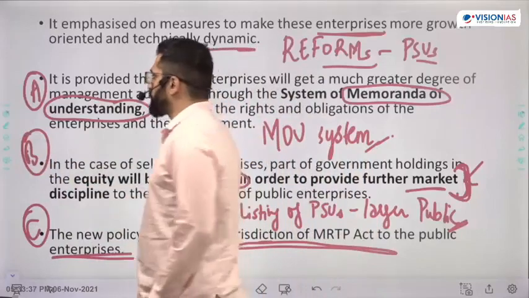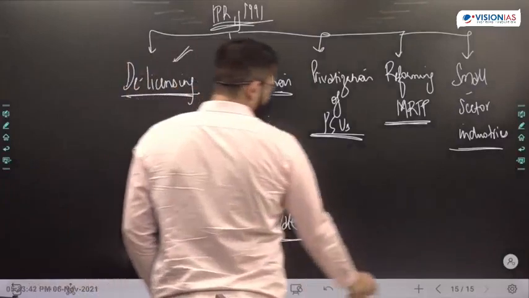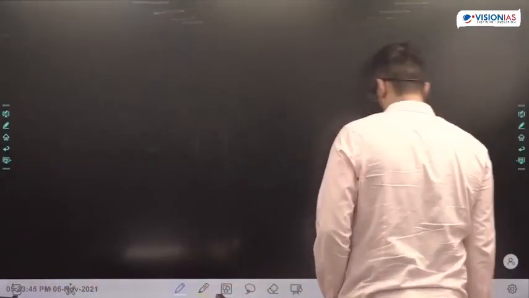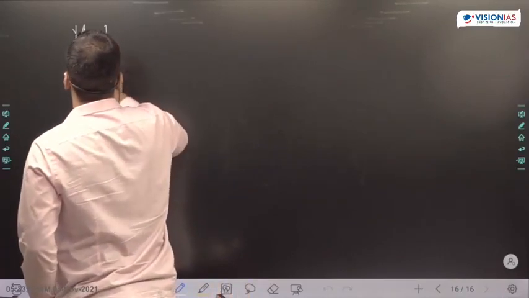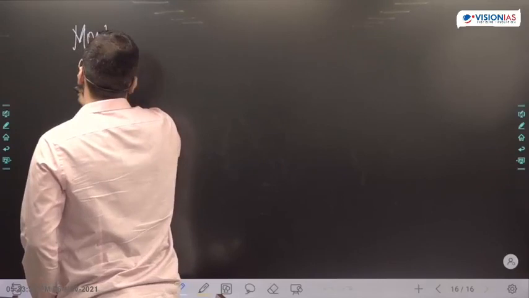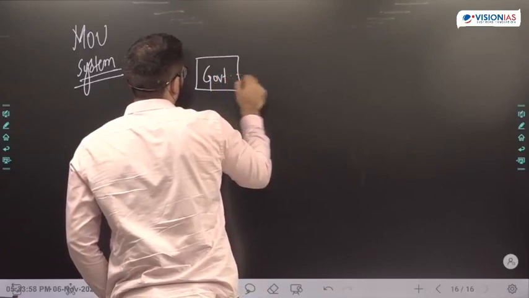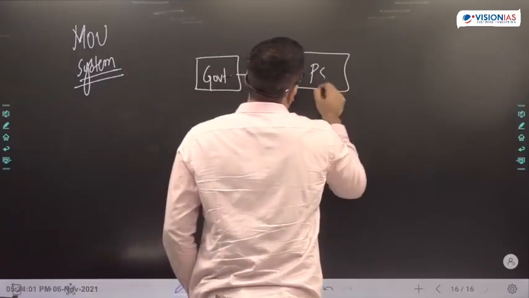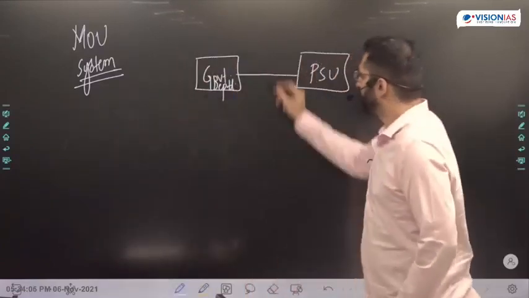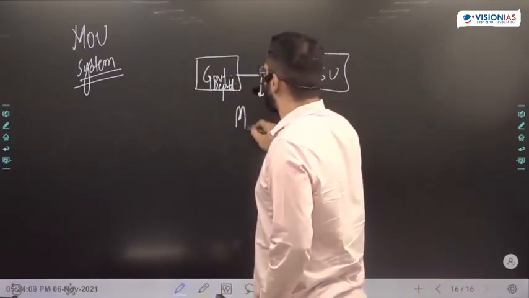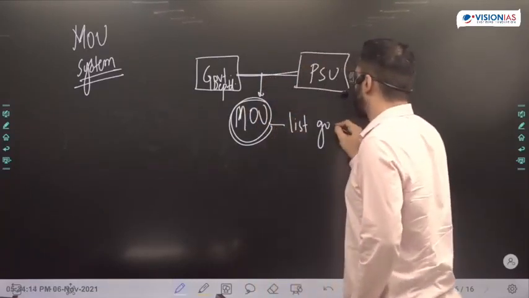See, what is the MOU system? Please understand what is the MOU system. This is a good reform you can mention for PSUs. Now, Memorandum of Understanding. जो ये government department के under PSU है, they will sign a memorandum of understanding. This will list out the goals to be achieved.